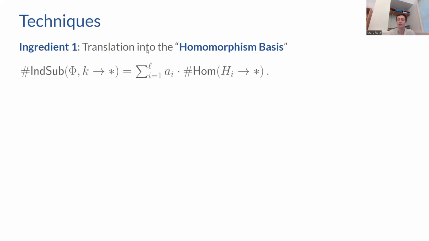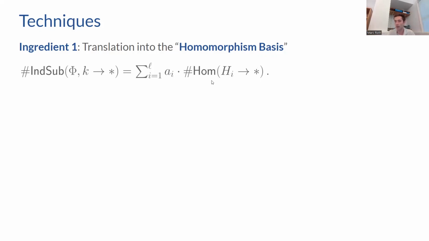What we did is we translated the problem into the so-called homomorphism basis. By this I mean that whenever we fix phi and k, then we can express this function, which counts k-vertex induced subgraphs that satisfy phi, as a finite linear combination of graph homomorphism counts. This means that if you evaluate this function on a graph G, this is equivalent to, on input G, computing this linear combination, so taking the sum from i equals 1 to L, this coefficient a_i, times the number of graph homomorphisms from H_i to the input.